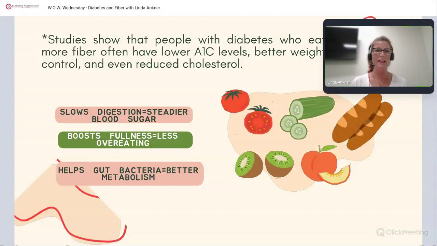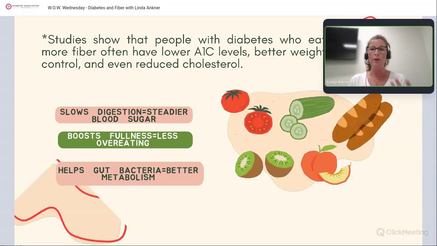So there have been several studies that have showed that people with diabetes who eat more fiber actually do have lower A1C levels, better weight control, and reduced cholesterol. The lower A1C levels come from maintaining a blood sugar throughout the day, avoiding those spikes and valleys, and also having the fiber helping to slow down the rate of the glucose entering the bloodstream.